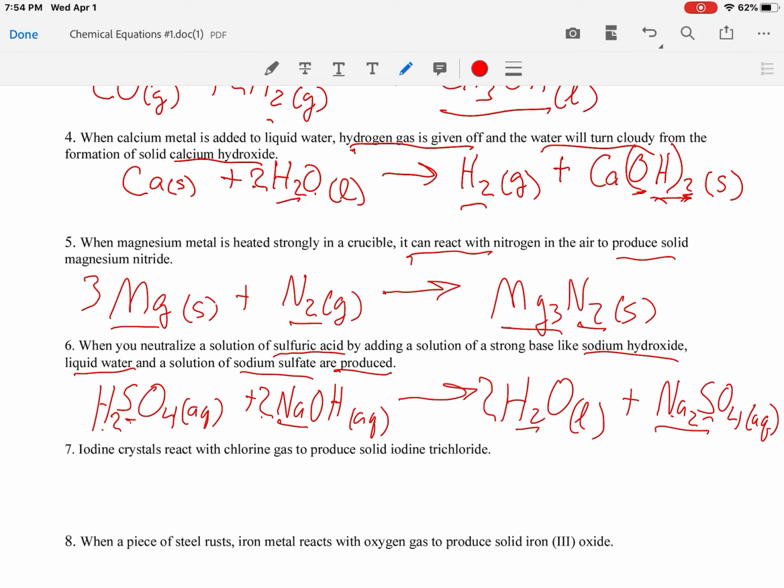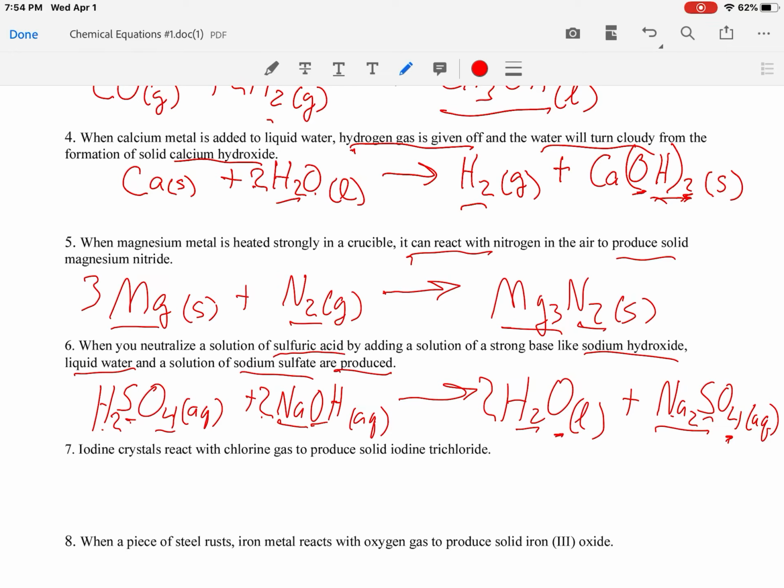Oxygen. We've got 4 oxygens right here, but another 2 more over here, right? Remember that 2 out in front gives us 2 oxygens. So 6 oxygens on the reactant side. On the product side, again, we've got a 2 in front of the water, so 2 oxygens here, plus 4 more here gives us a total of 6. So that one is balanced out now as well.